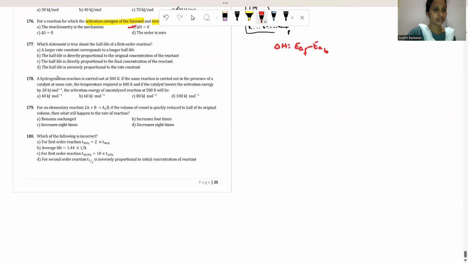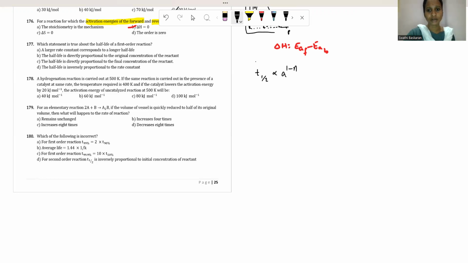Okay. Now coming to the 177th question. Which statement is true about the half-life of a first order reaction? First of all, let us write t half of an nth order reaction. So what is t half of an nth order reaction? It is directly proportional to a power 1 minus n. So they are asking for first order. First order means what?